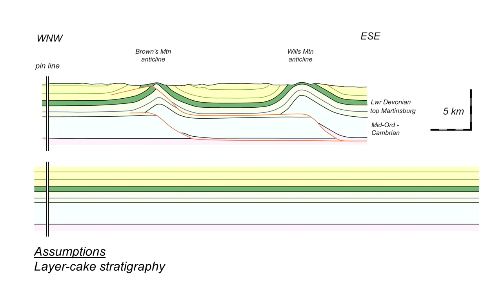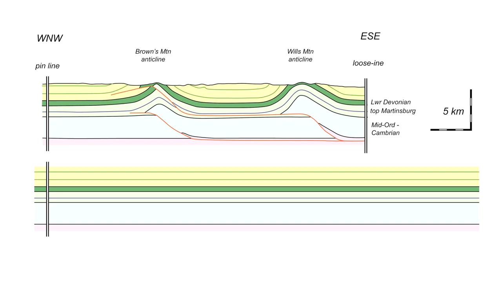So our task is to restore the structures that we see in the deformed state section in the modern day at the top onto its pre-deformed state below. We'll set up on the left there a pin line, and on the right we'll set up a loose line. If the section is to balance, the loose line, when we restore its position on the restored template below, should be vertical and unbroken. In other words, all our bed lengths should restore to the same original length.